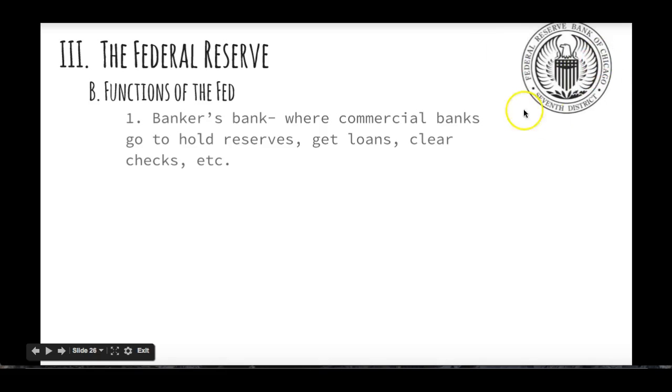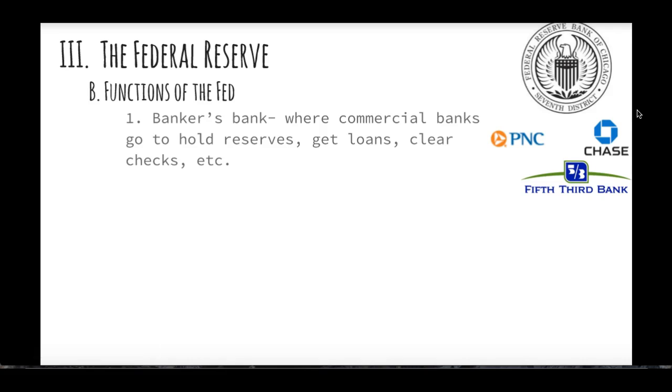So, for example, the Federal Reserve Bank of Chicago is the bank for Indianapolis. We are in the Federal Reserve Bank of Chicago's district. So underneath that, for example, all of our local banks, PNC, Chase, Fifth Third, could potentially go to the Fed Bank of Chicago and ask them for a loan if they would like, or have them hold some of their money for them. They are able to do that.